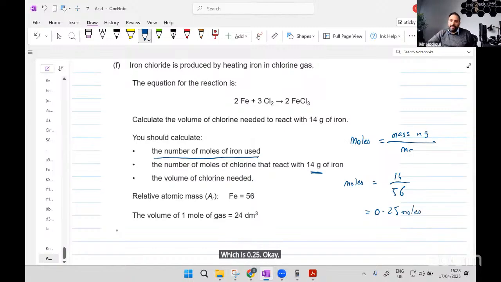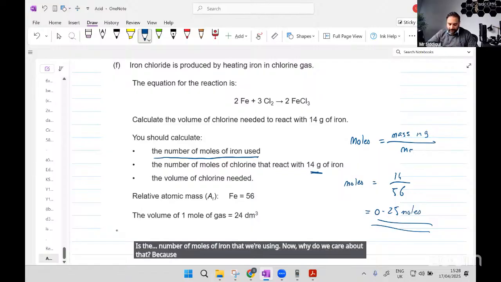Okay, so 0.25 moles is the number of moles of iron that we're using. Now, why do we care about that? Because ultimately, this question is about the chlorine.